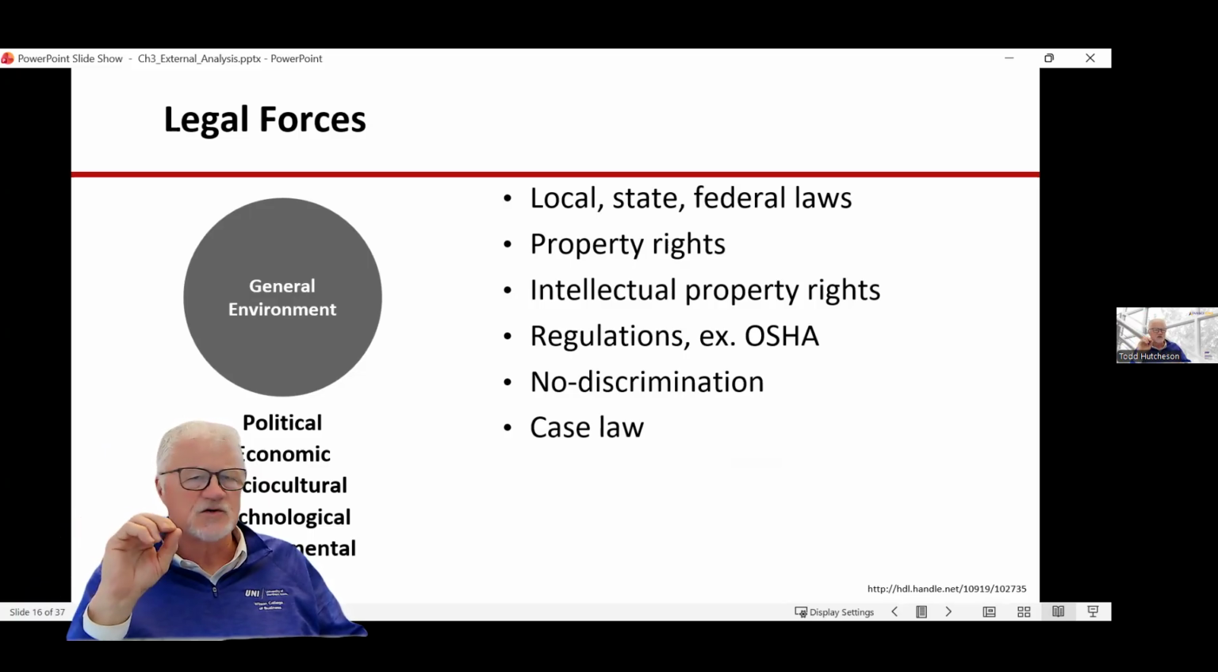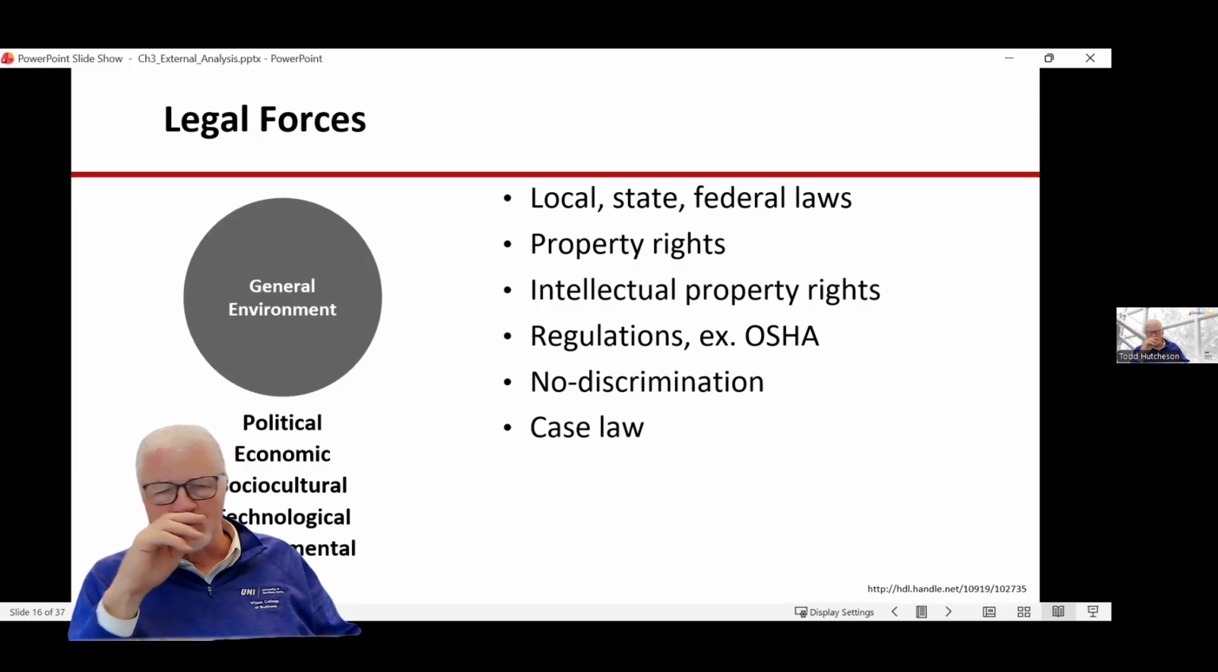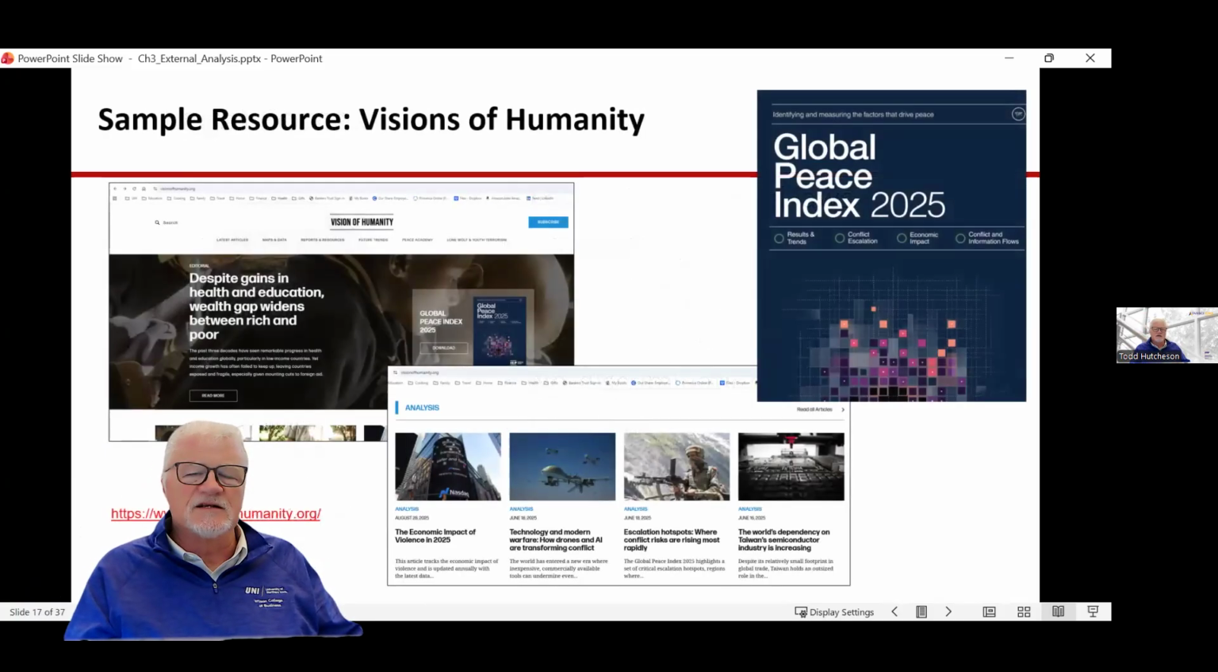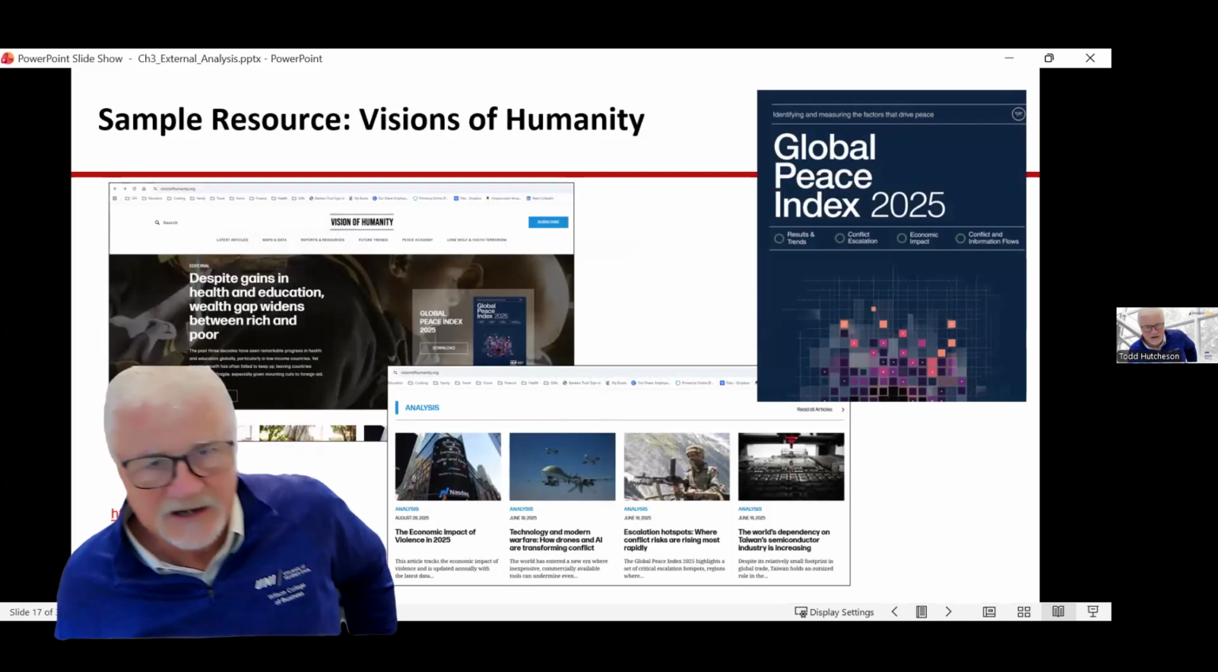Property rights, intellectual property rights, big thing. Regulations, example would be like Occupational Safety and Health Administration, OSHA, non-discrimination, case law, all of these legal forces. So you can begin to see how some of these things might have impact.